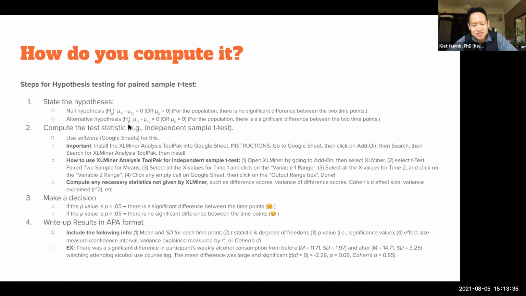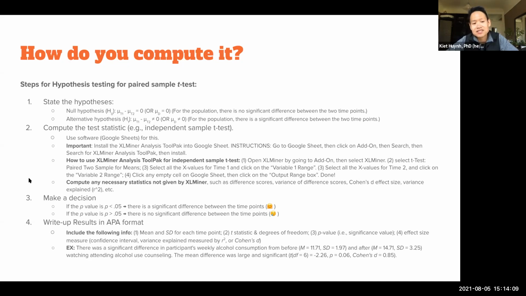The alternative hypothesis is what we're testing, what we usually want to find when we're doing research. This says that for the population, there is a significant difference between the 2 time points. And again, the way you read the Greek here is mu sub T1 minus mu sub T2 does not equal 0. The mean in the population for time 2 minus the mean for time 1 does not equal 0. That means there is some type of change between the two time points.